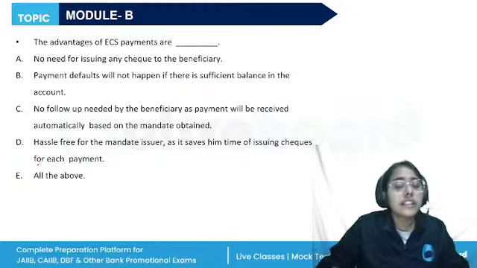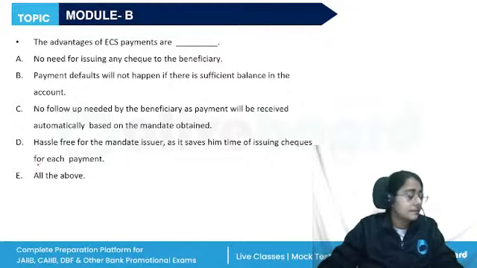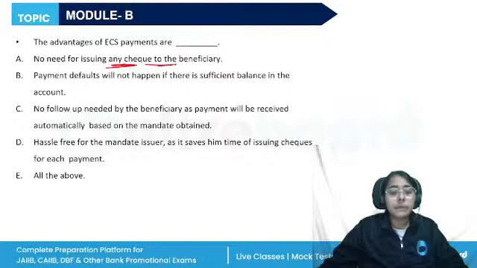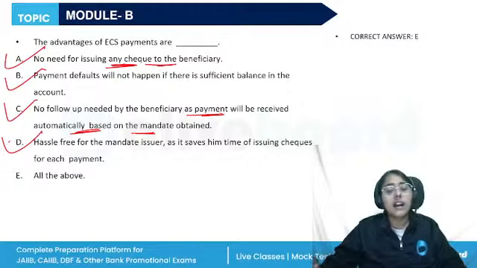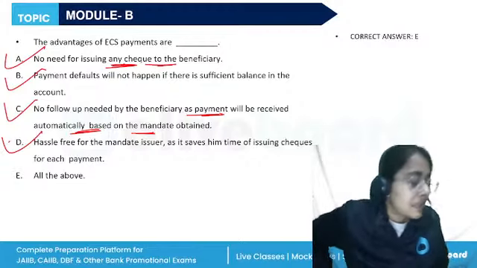Then, what are the advantages of ECS payment? Electronic clearing services. What are the advantages? There is no need for issuing any check to the beneficiaries. This is correct. The payment defaults will not happen if there is sufficient balance in the account. No follow up is needed by the beneficiary as payment will be received automatically, and it is hassle free for the mandate issuer. So, all of these are correct regarding the ECS payment.